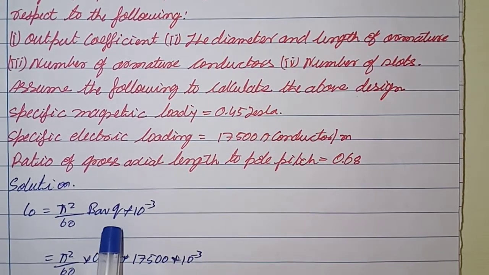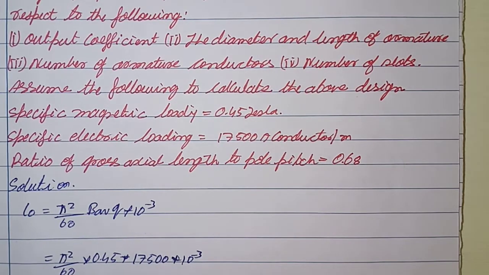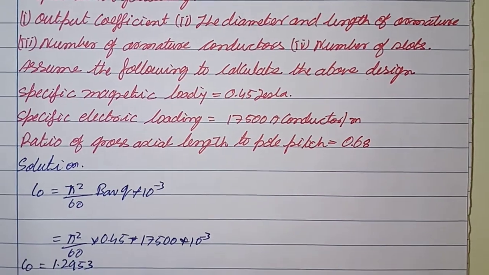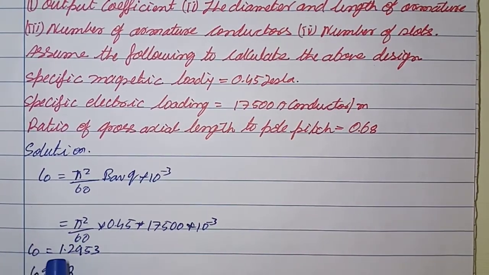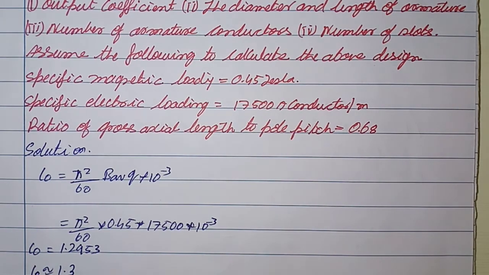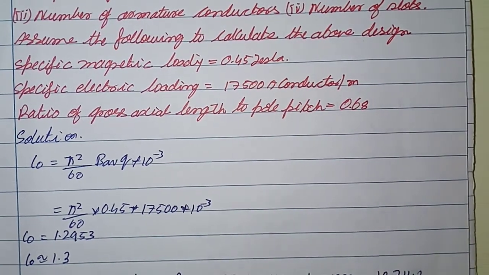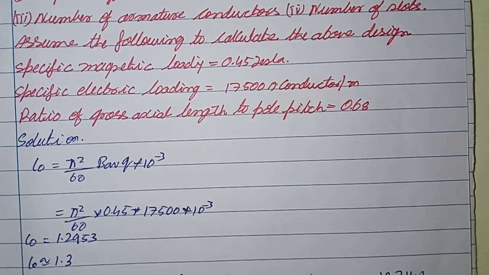C naught is equal to pi square by 60 into B av into q into 10 raised to minus 3. So pi square by 60 into 0.45 given, then 17,500, the specific electric loading, which is also given, into 10 raised to minus 3. From that we get C naught to be 1.292953, approximated to 1.3.